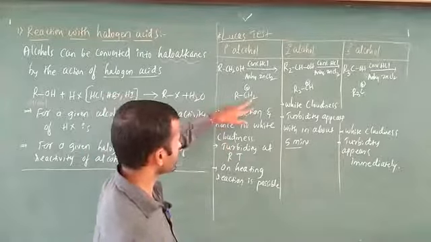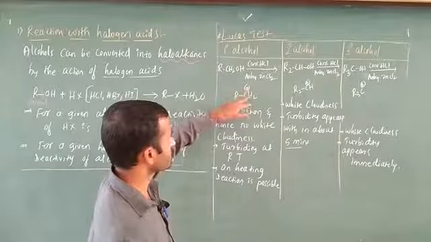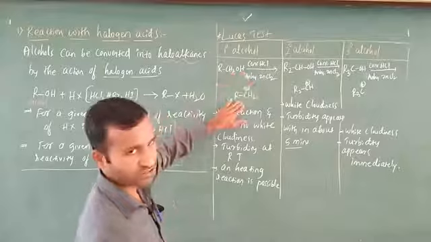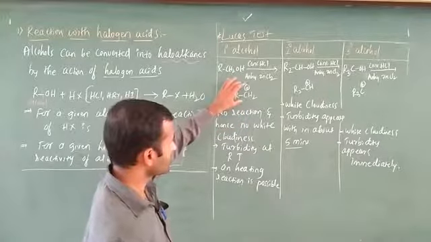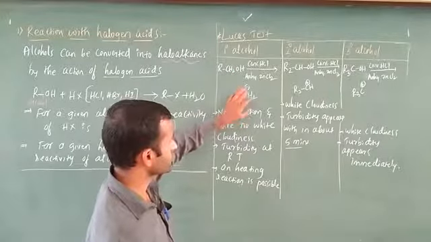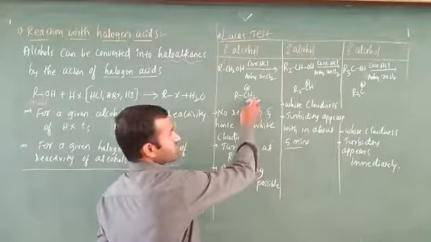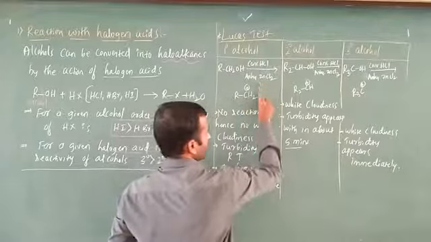What is the product formed? RCH2+. This is the most important part. This is not a formation of product, this is an intermediate, RCH2+. After that, what happens? HCl is going to attack, and the product possible in this case is what?